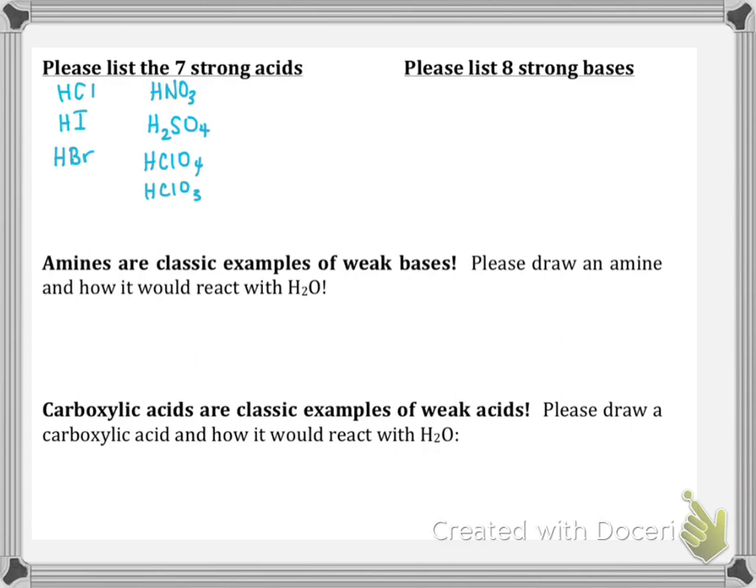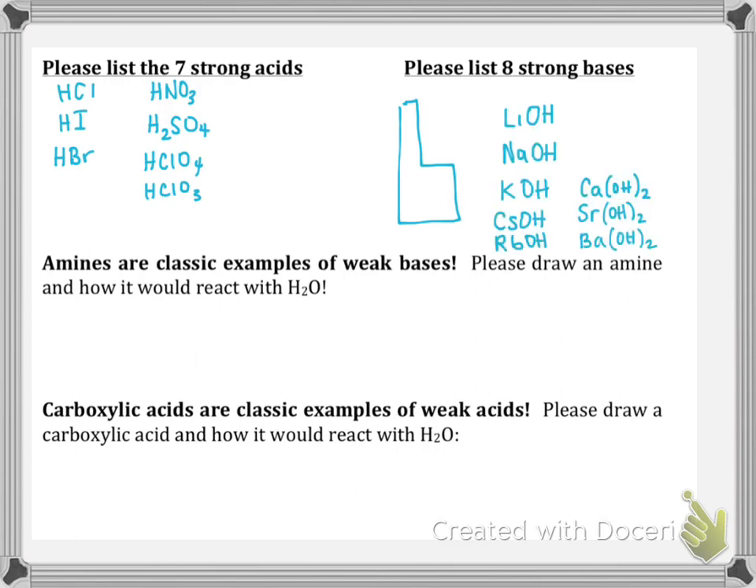Okay. And then we have our 8 strong bases. And these are easier to remember because they end up making a sort of B on the periodic table when you look at it. And these 8 strong bases are lithium hydroxide, sodium hydroxide, potassium hydroxide, cesium hydroxide, rubidium hydroxide, calcium hydroxide, strontium hydroxide, and barium hydroxide. And so you can see sort of the B that they make on the periodic table, because these are written in order.